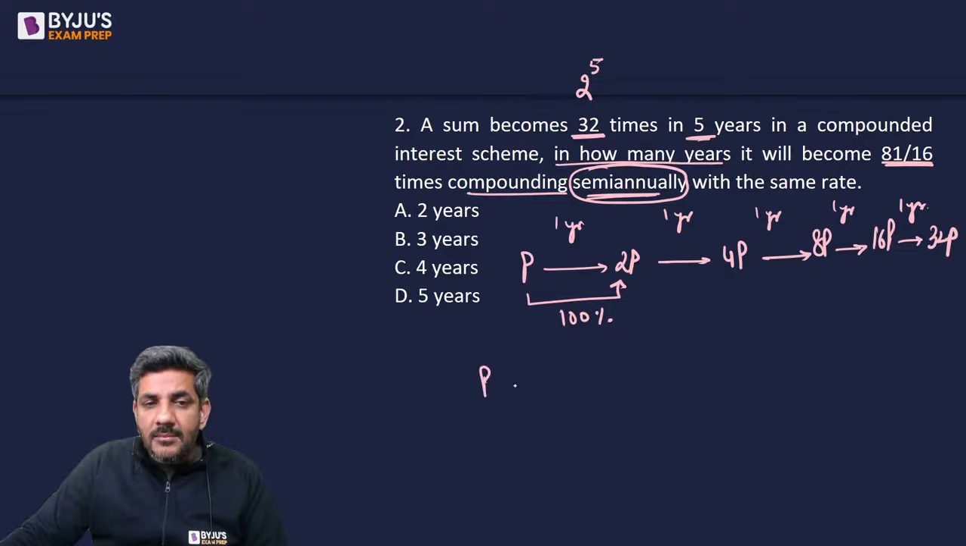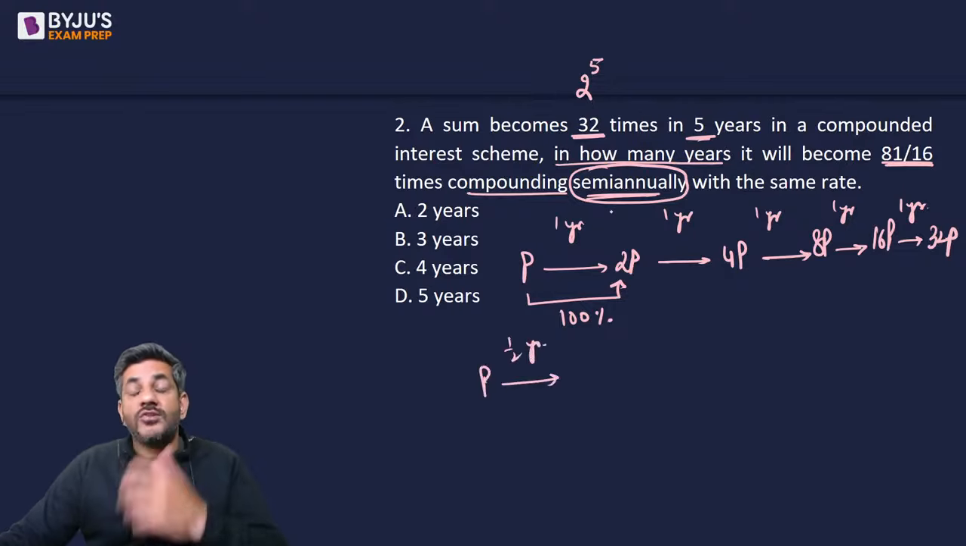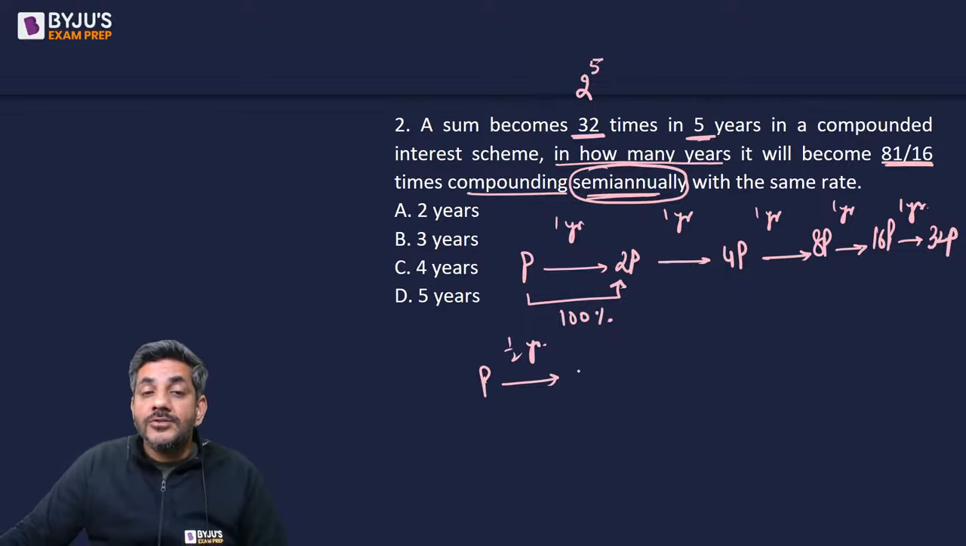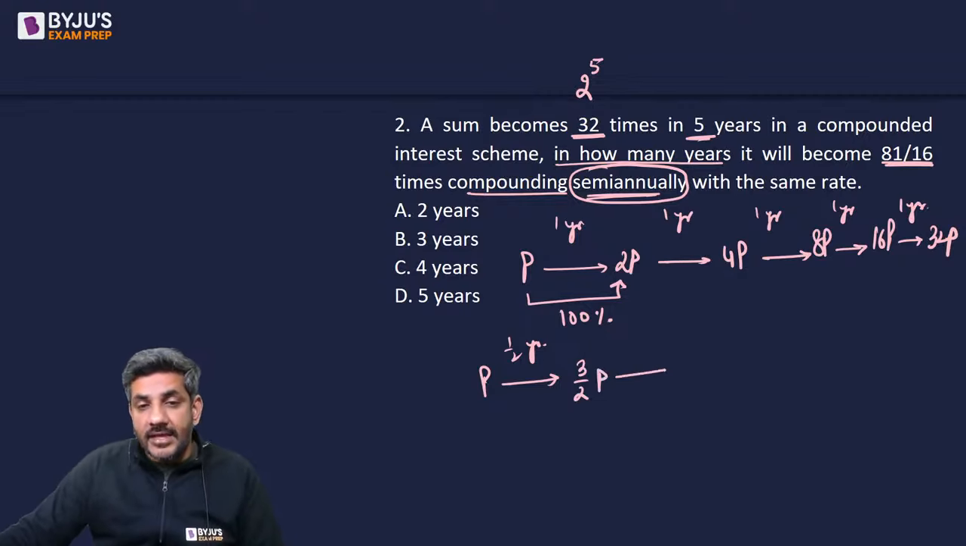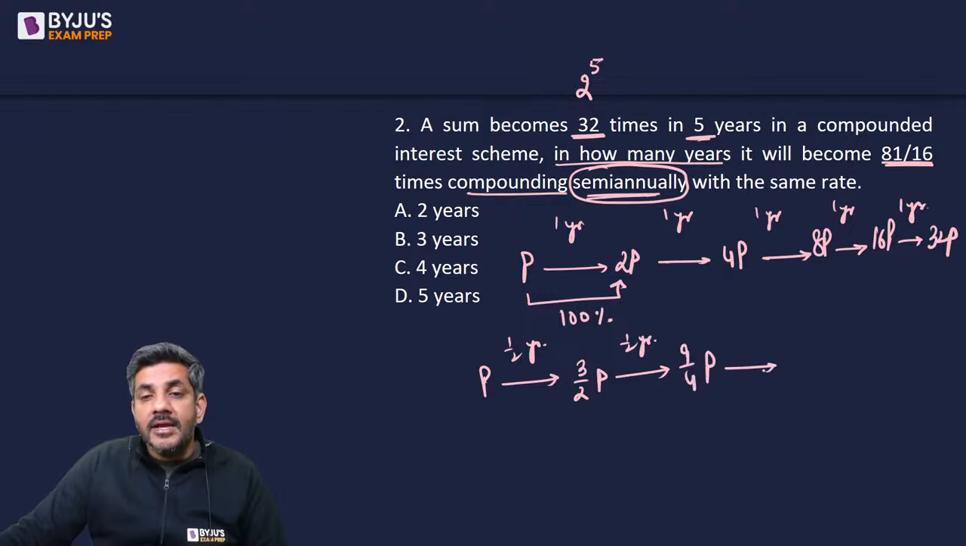तो आधे साल में जाके आपका पैसा कितना हो जाएगा in half a year? You will get an interest of 50%, which means 1 by 2. So your money would increase by 1 by 2, or you can say it will become 3 by 2 times. Then in another half a year, it will again become 3 by 2 times. That means 9 by 4 times. In another half a year, it will again become 3 by 2 times. That is 27 by 8 times.